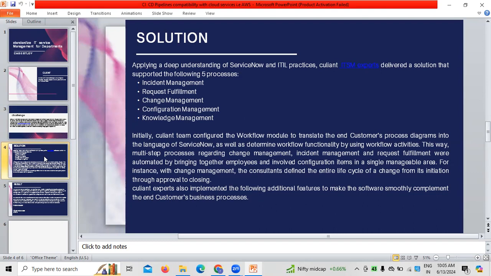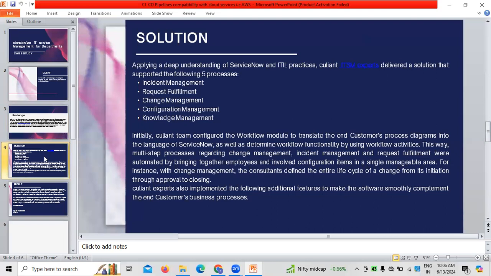When we had interacted with multiple stakeholders and all that, we identified five different processes. One is incident management, how effectively incident management has to be planned and addressed. At the same time, request fulfillment, upon the request raised by the customer. How are we managing the request fulfillment process?